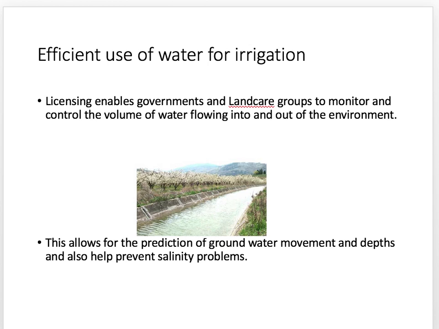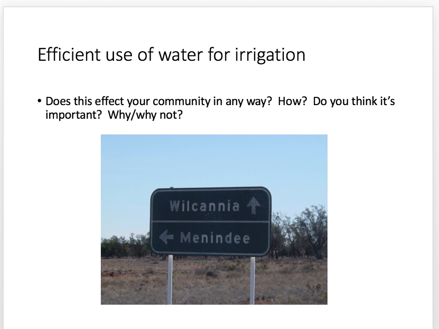Licensing enables governments and land care groups to monitor and control the volume of water flowing in and out of the environment. So as a result, we can predict groundwater movement and depths, which, as you know, can also help to prevent salinity problems. Does this affect your community in any way? How? Do you think it's important? Why or why not? Do a quick Google search of what kind of water issues may occur in Campbelltown.